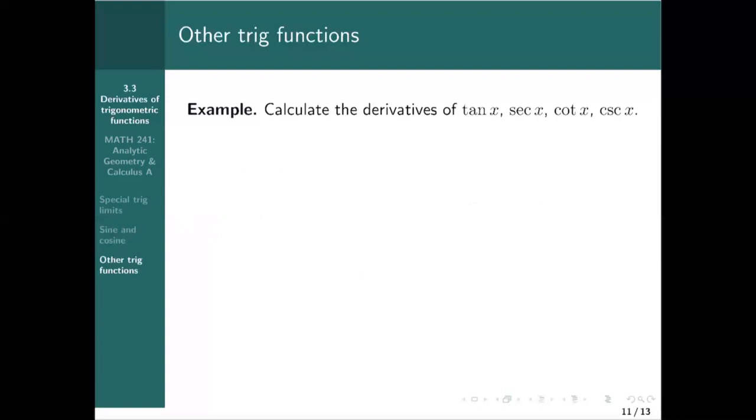Now let's evaluate the derivative of cotangent of x. So cotangent is 1 over tangent, and since tangent is sine over cosine, cotangent is going to be cosine of x over sine of x.